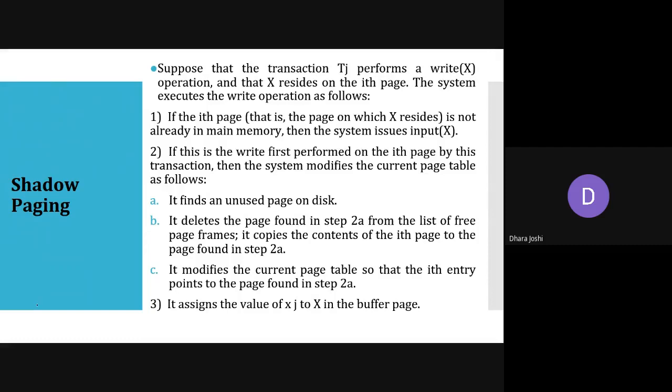First, I find which one is the unused space. Once we get the unused space, we delete the entry for that particular block or page from the free space and we occupy it, and the updated value is copied to it. This is how we do the write operation in this page system.